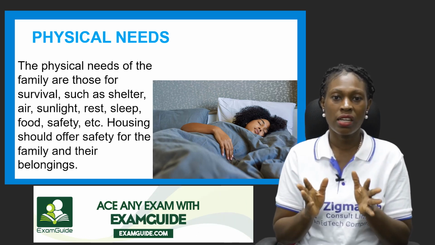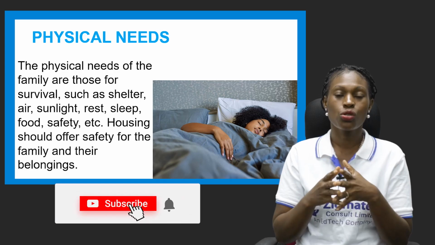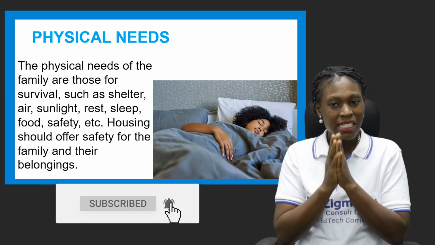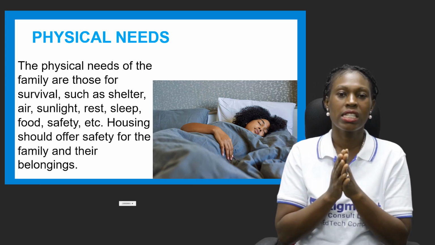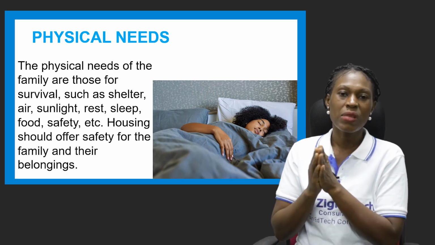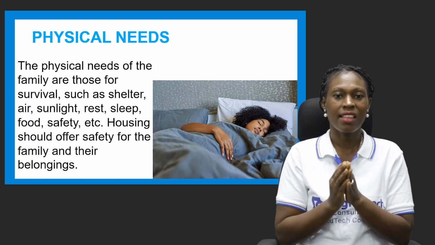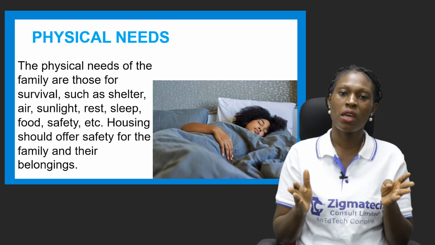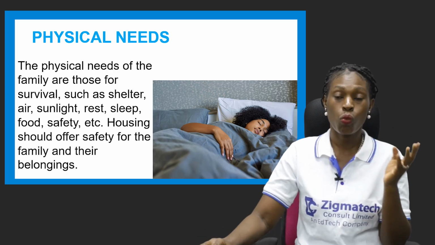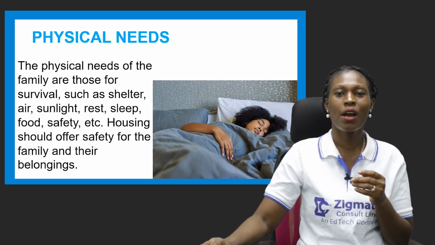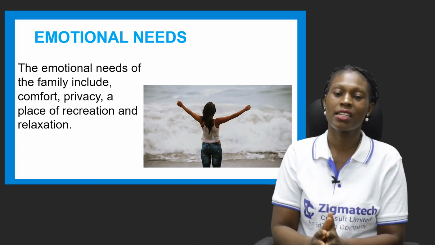Okay, now the home should offer safety for what? Family and their belongings. That's what the house should do. It should do what? Offer a sense of belonging to the individuals by meeting these needs that the family members have and want.